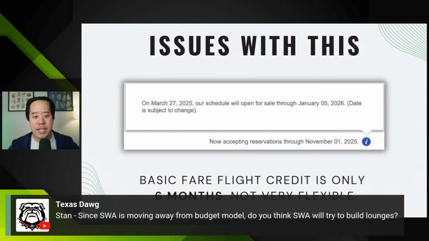And Texas Dog says, Stan, since Southwest is moving away from the budget model, do you think Southwest will try to build lounges? That's a very good question. I don't know if they have any lounge plans. I don't know how they're going to enter the lounge market because it's so competitive already, with not only airlines having their own lounges, but also the banks. Because banks and airlines both have their own lounges, how much space is there for lounges at this point, right? A Southwest dedicated lounge is interesting, and it would be nice if they tried, but I'm curious about how they would effectively do that.